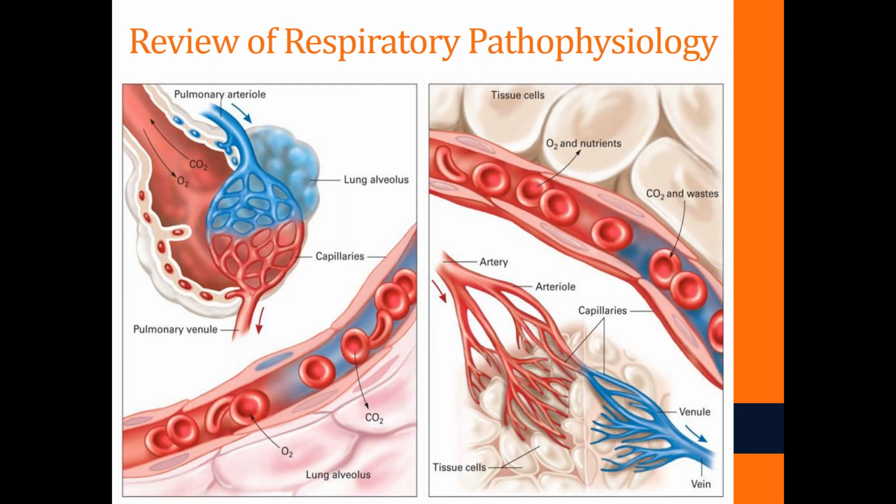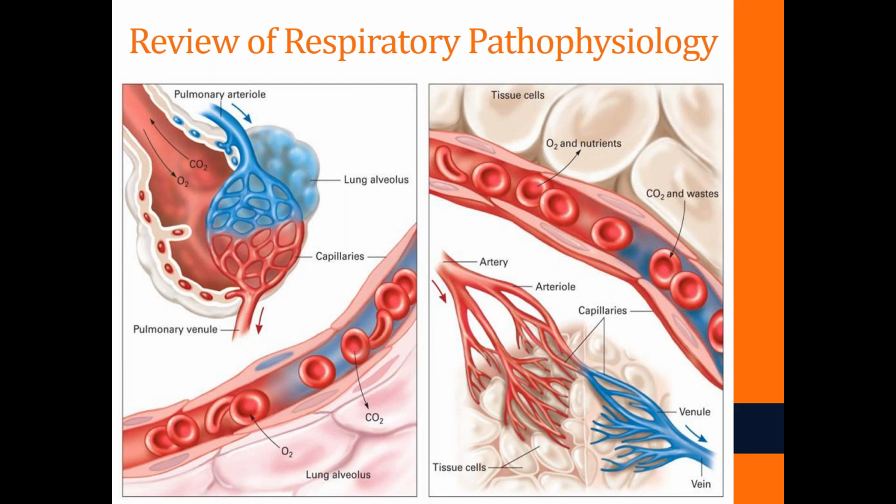And those pulmonary capillary beds are woven all around these alveoli. And we have deoxygenated blood coming back from the right side of the heart. So it goes through the pulmonary arteries out to the pulmonary arterial beds, and we have a lot of oxygen in the alveoli.